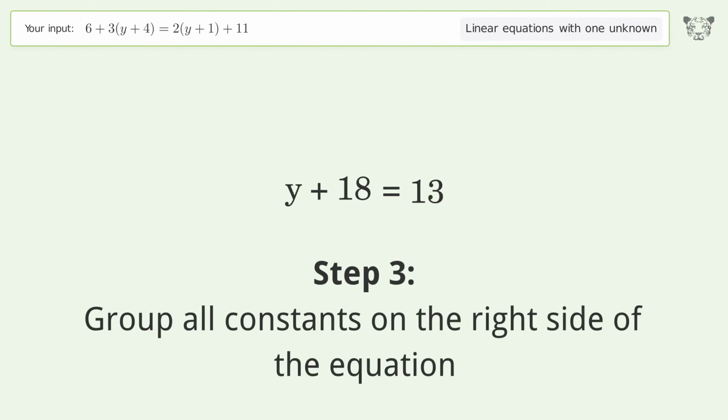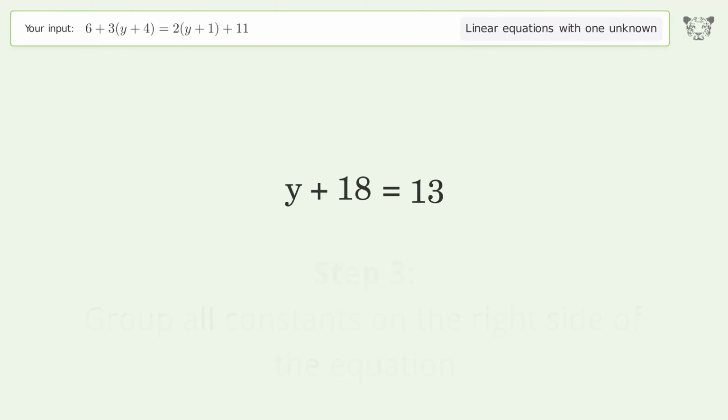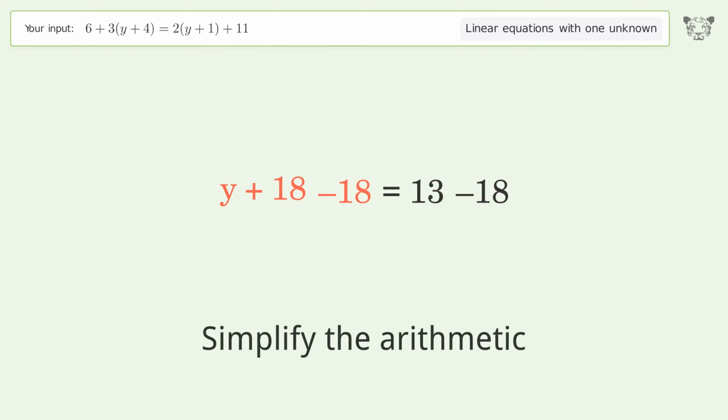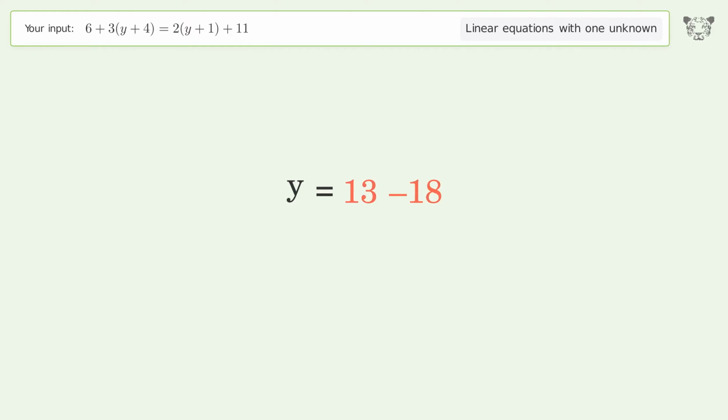Group all constants on the right side of the equation. Subtract 18 from both sides. Simplify the arithmetic. And so the final result is y equals -5.